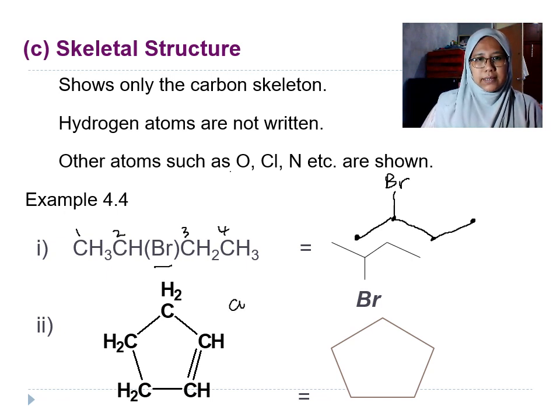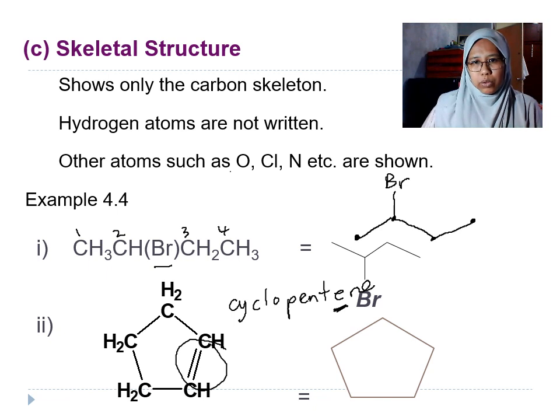Okay, as you can see here, for this cyclopentene, E is for alkene. Alkene has a double bond here, so you have to draw the double bond over here. Can you see this cyclic compound? Okay, and then the double bond should be written here.